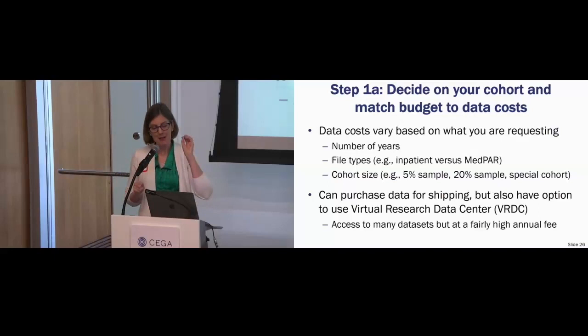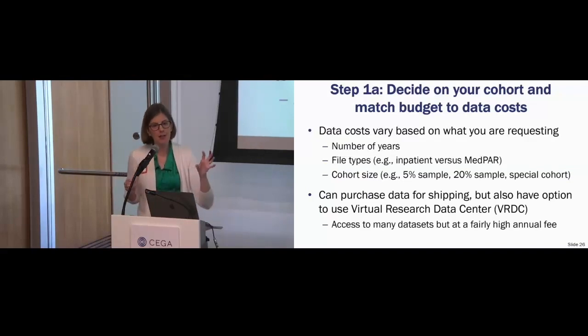So step 1A, decide on your cohort and match the budget to the data costs. So the data costs are going to vary based on what you're requesting. So the more years of data you request, they usually charge by year. The file types you want. So for example, inpatient versus MedPAR. And I can never remember what MedPAR stands for. It's like Medicare Provider and Review something.